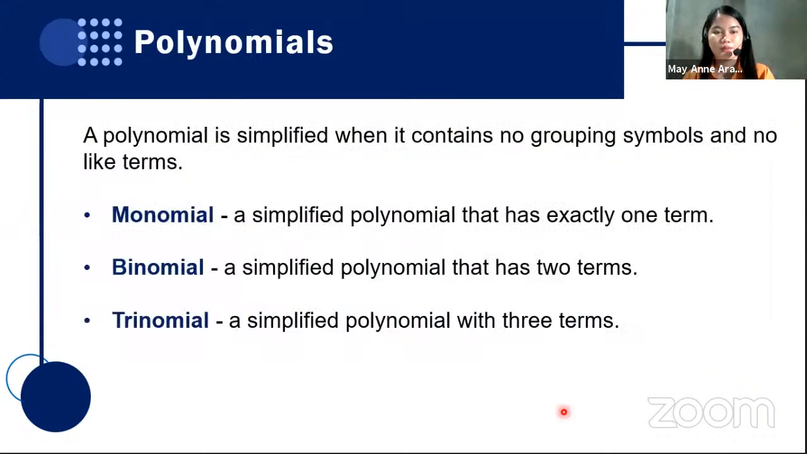And polynomials can also be classified as monomial, binomial, and trinomial. A monomial is a polynomial with exactly one term. Bi, meaning 2, so it has 2 terms. For tri, it has 3 terms, trinomial.